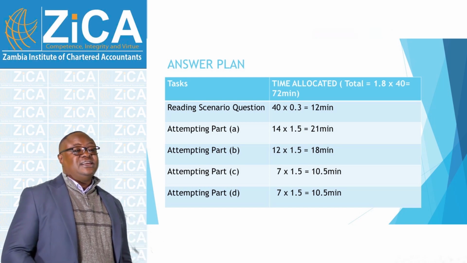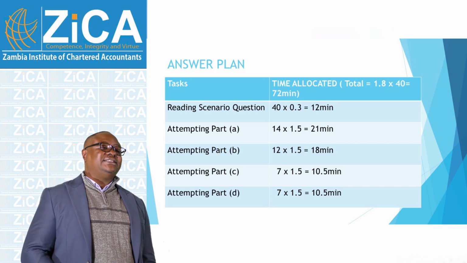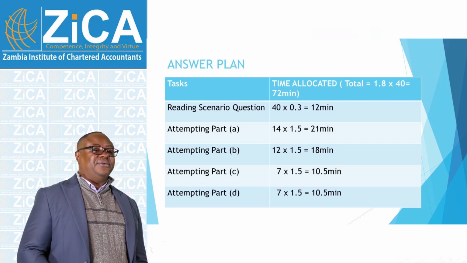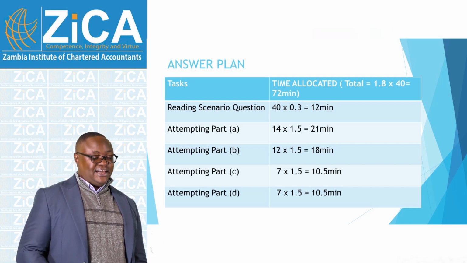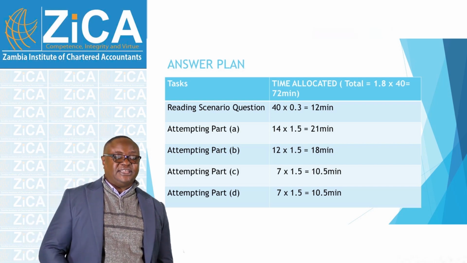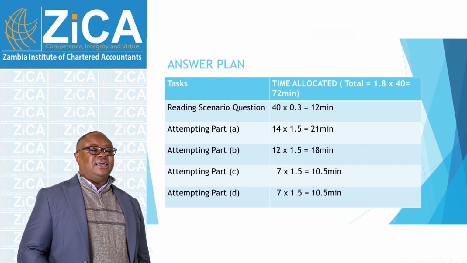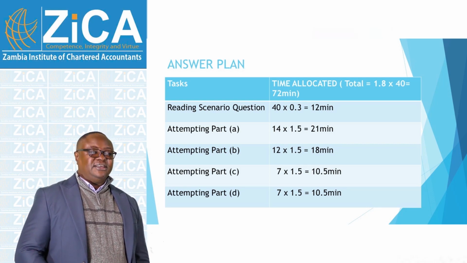So that means for the 40 mark question, you allocate 12 minutes to just reading the scenario and planning how you answer the question, because it's important for you to know the scenario. All those things I was talking about under NPV, identifying the variables, is when you are reading that you should be identifying those things. So that when it comes to attempting part A in this question, you only have 21 minutes to arrange everything in a manner that is required. For part B, 18 minutes.